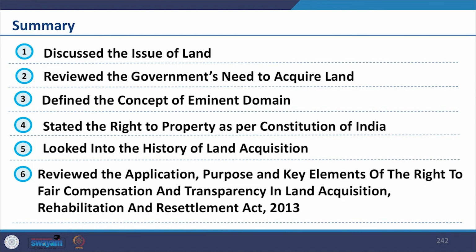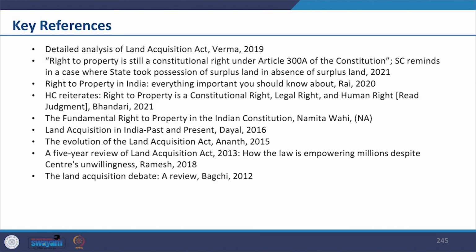Summarizing, we discussed the issue of land. We reviewed the government's need to acquire land. We defined the concept of eminent domain. We looked into the right to property as per our Constitution. We looked into the history of land acquisition. We identified and reviewed key elements of the 2013 Act. So that was what we covered today.